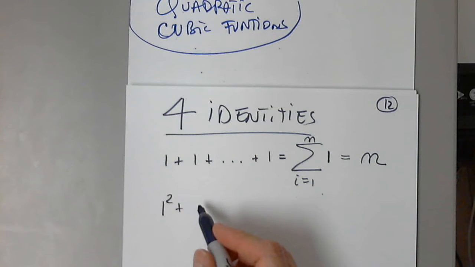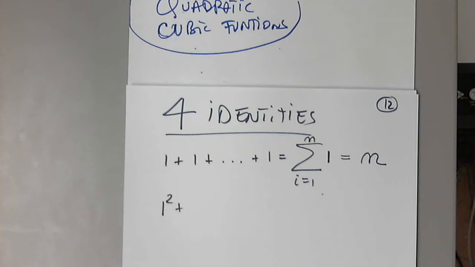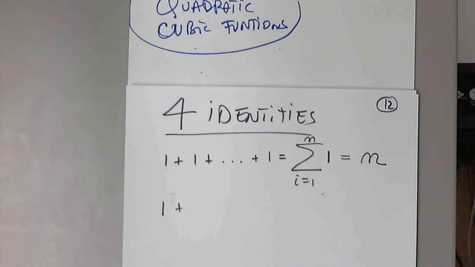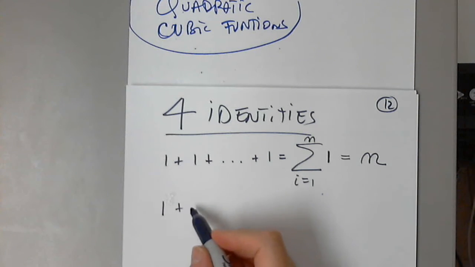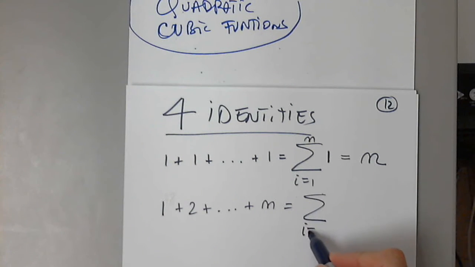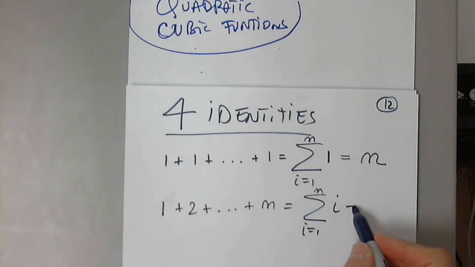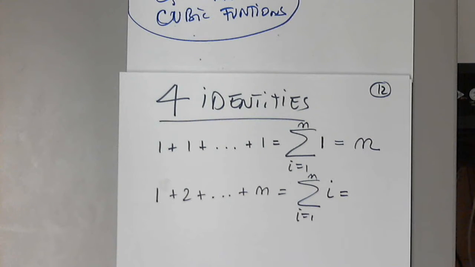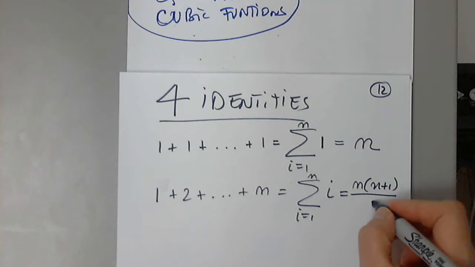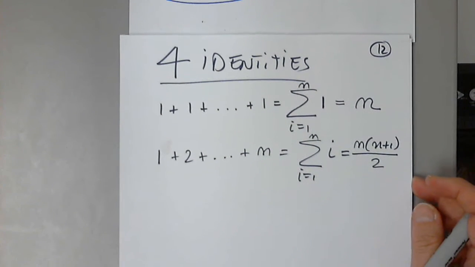1 squared. I'm sorry, I need the 1 first. 1, 2, and 3, and then 1 squared, and then 1 cubed. The order is not important, but I like to do the next one. 1 plus 2 plus dot dot dot plus n. This is the sum from i equals 1 through n of i. This is a formula that we used to prove all these 4 identities in pre-calculus. So this is n times n plus 1 divided by 2. And yes, you have to memorize these 4.